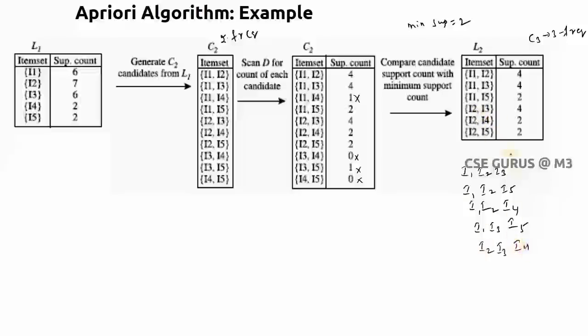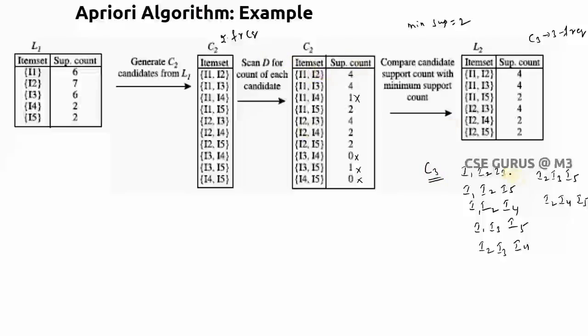I2 I3, I2 I4, I2, I3, I4. So that is a new one I am getting here. Next, I2 I3, I2 I5, I2, I3, I5. So like this we need to consider. I2 I4, I2 I5, so I2, I4, I5. So like this, all three frequent sets I need to get. This we call it as C3.